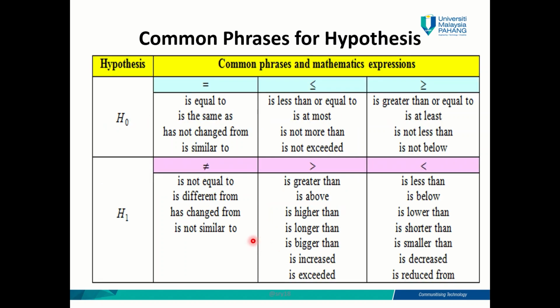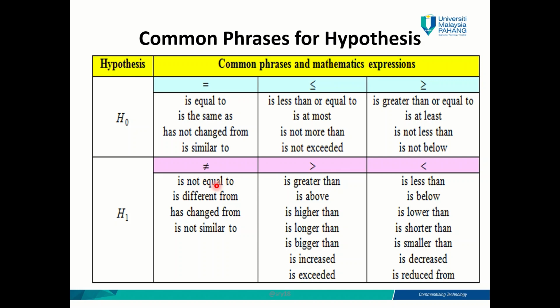So if you look at this table here, it's always a pair. Not equal will always pair with equals. So this will pair with this and this will pair with this. So there are only 3 possible pairs. This is for two-tail test, right tail test, left tail test.